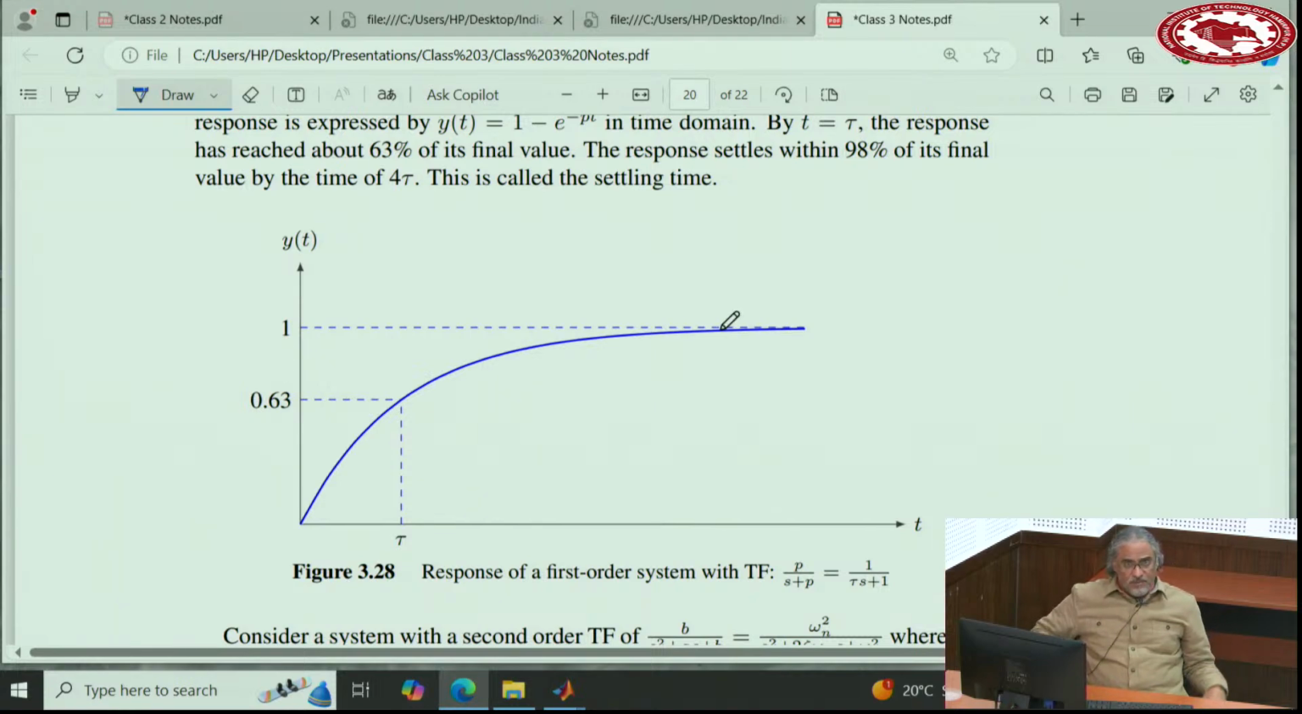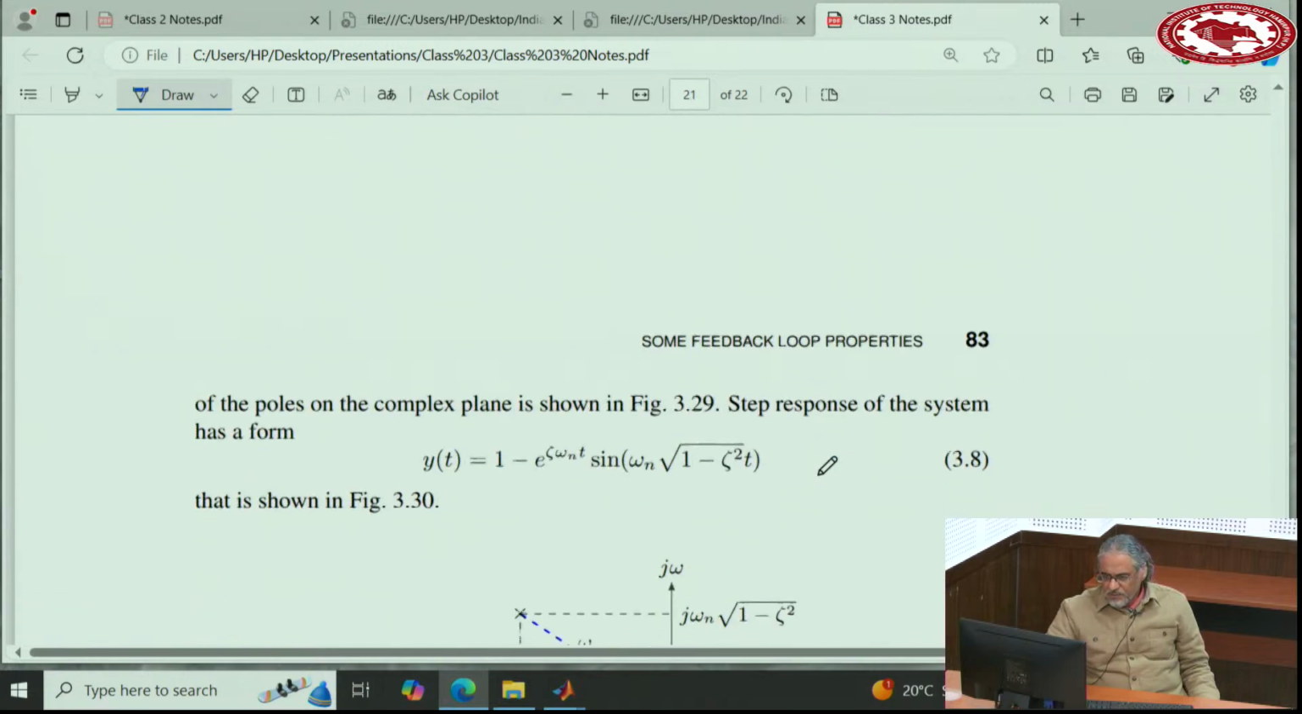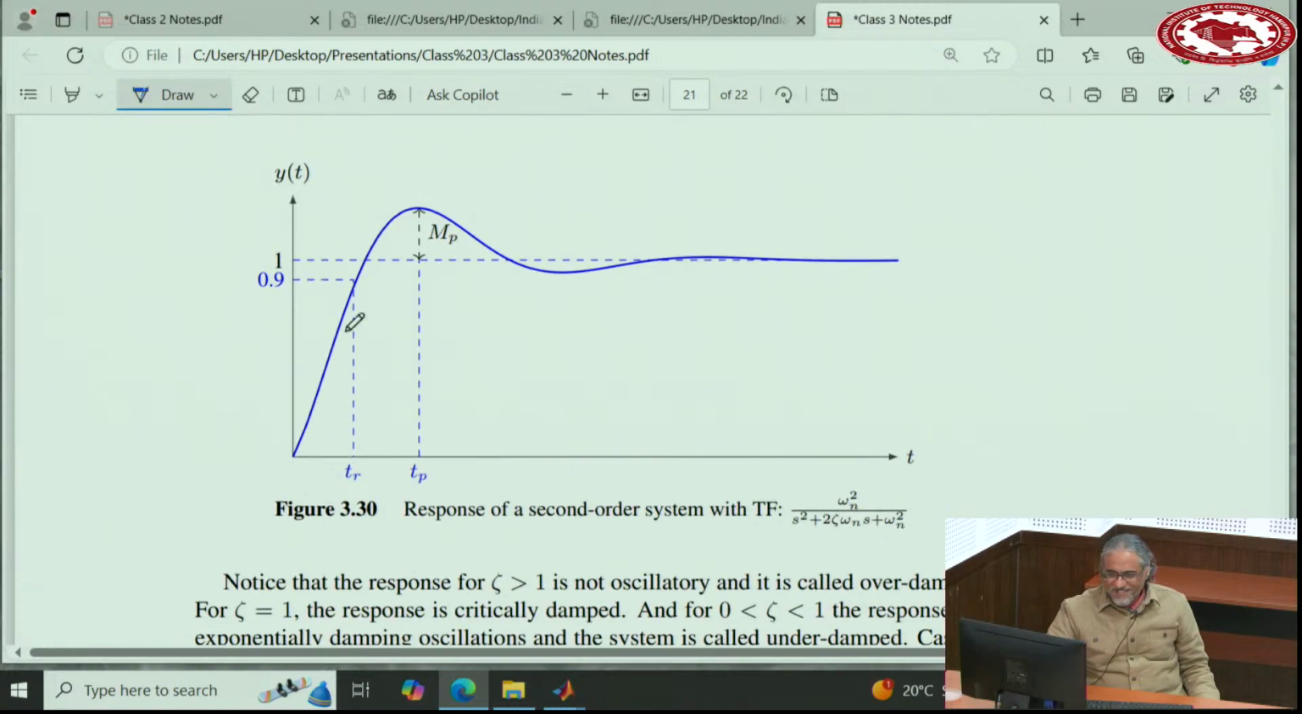But sometimes it happens that we have 2 complex poles. For 2 complex poles, this discussion is not valid. If you have a system with 2 complex poles, the response becomes like this.